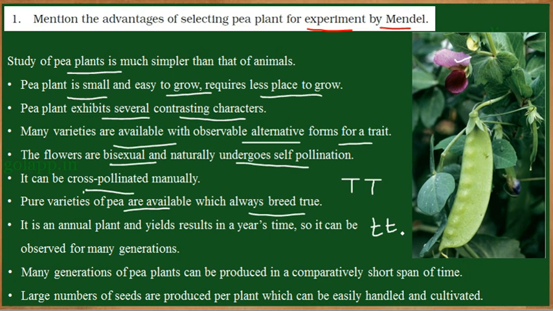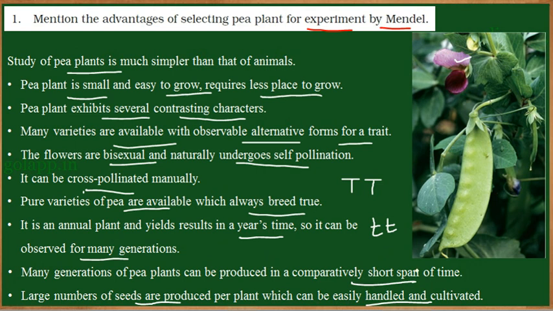Now such a plant is called as true breed. So in all the generation, the offsprings what is formed will be exactly similar to that of the parent. Now it is an annual plant and yields result in years at time. So it can be observed for many generations. Since it has got a short lifespan, many generations can be studied. Large numbers of seeds are produced per plant which can be easily handled and cultivated. So they have comparatively shorter span.